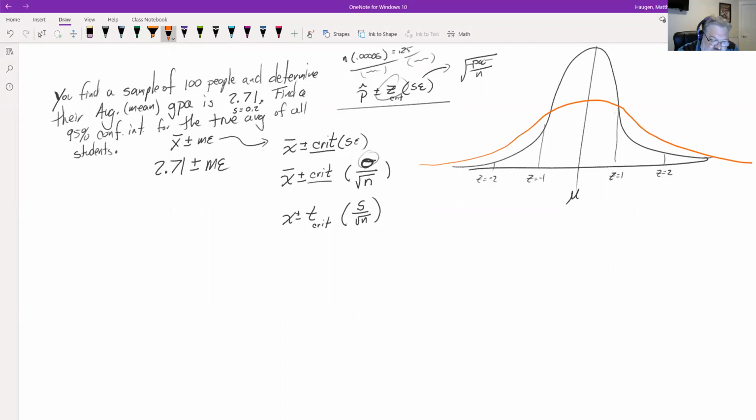So if in the black curve, the space between Z1 and Z-1 held 68%, that same 68% for the t-scores is just a little bit wider. It gives a little bit more room for error. Fair?